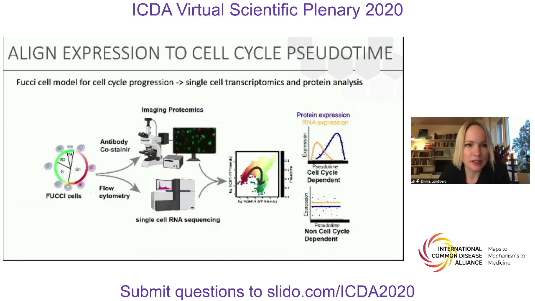And for this, we decided to use the Fucci cell marker as an indicator of cell cycle position, and we performed antibody staining and single-cell sequencing at the same time. And by the help of these Fucci markers, we could map the RNA and protein expression to a linear representation of cell cycle pseudotime. So if a protein shows cell-to-cell variability and is correlated to the cell cycle, we expect to see these cyclic patterns emerging, whereas if the variability is independent of the cell cycle, we expect a flat line. And this is exactly what we see.